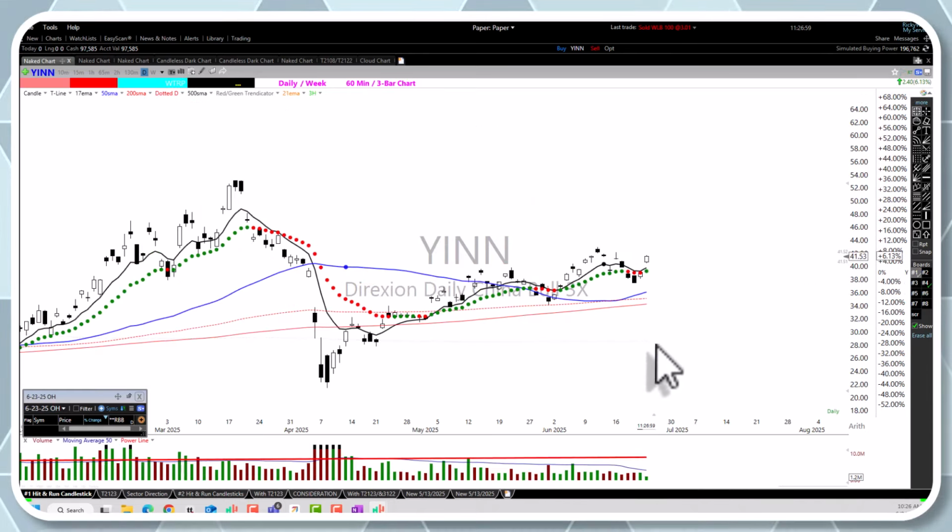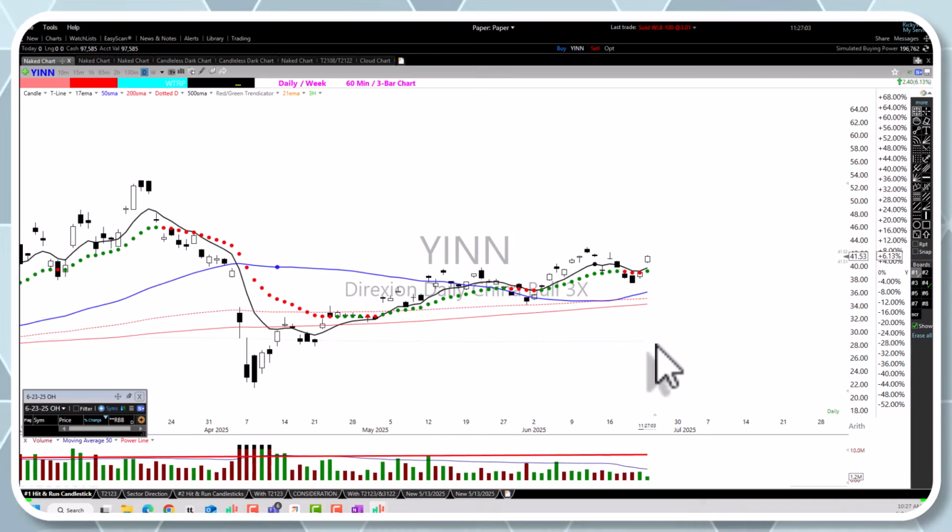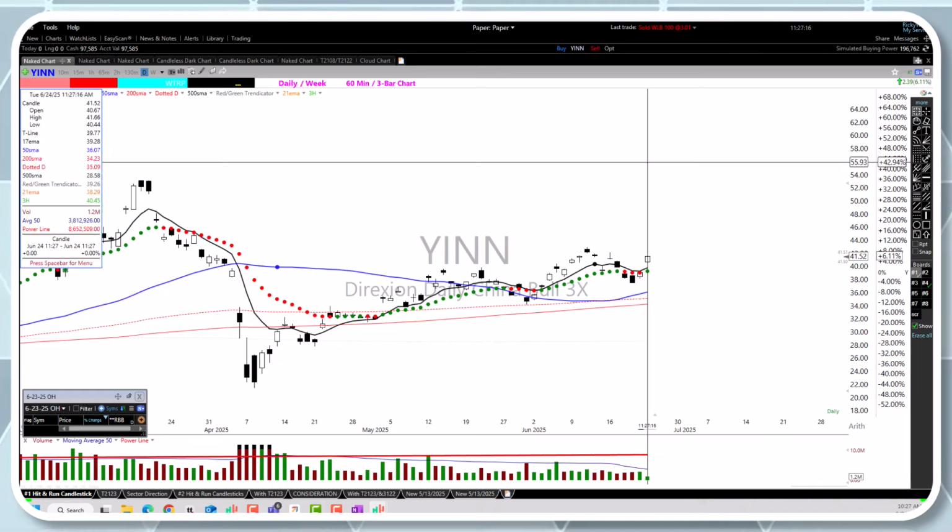YNN. I don't particularly trade, in fact, I never trade gappy charts like this. But this is doing it right here. The T-line stayed above the trend indicator. Price fell below the trend indicator. Now we're snapping back up, right? Where do you buy XBI?